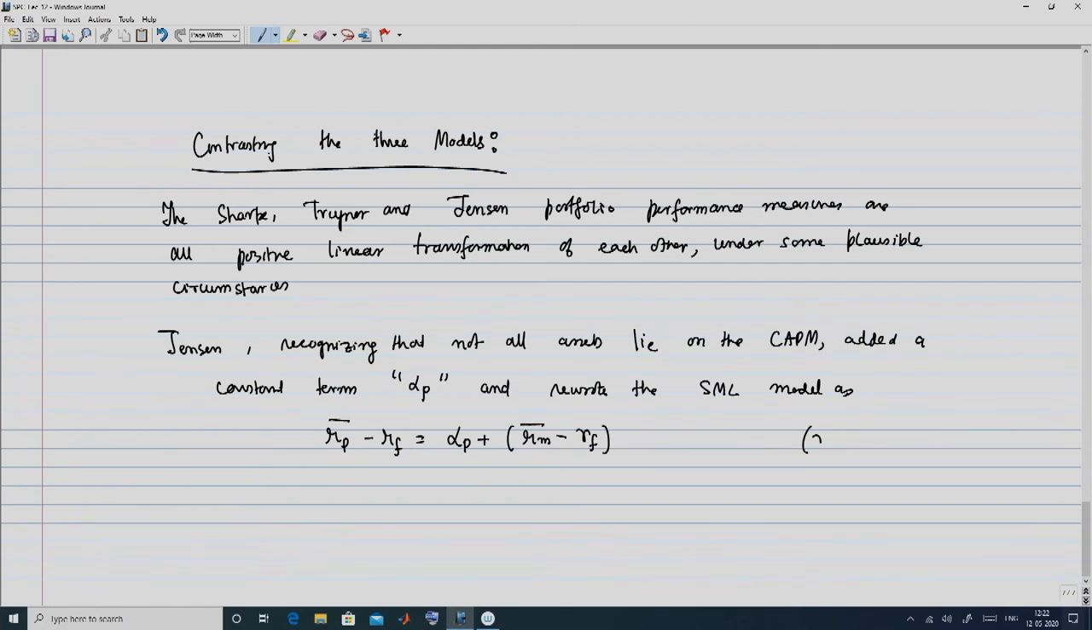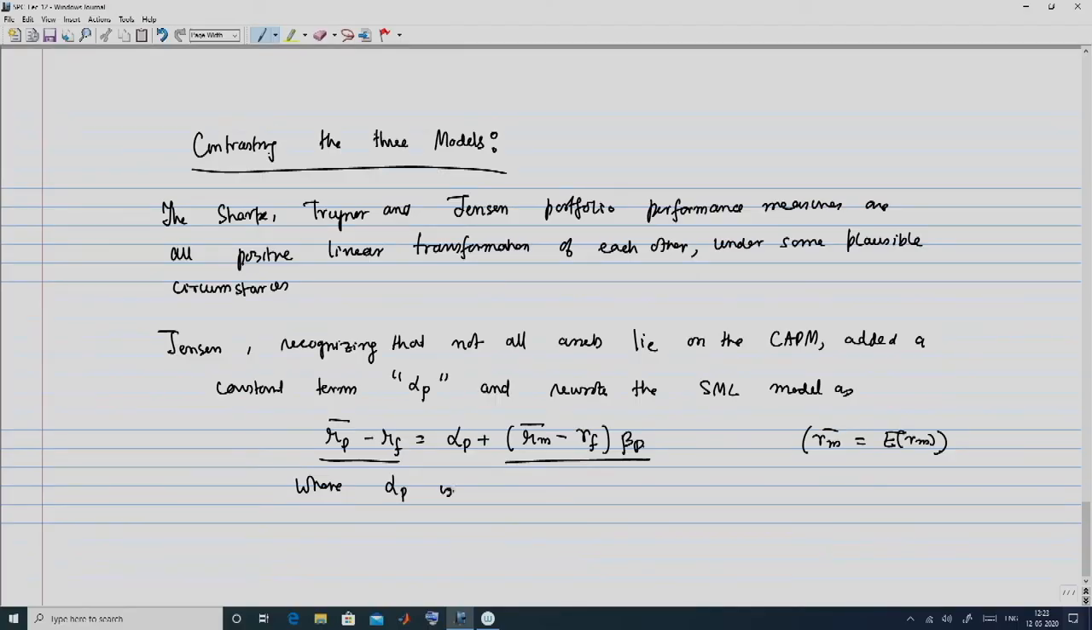where Rm bar is the expected return of the market portfolio, into beta p. In equilibrium I'll have Rp bar minus Rf equal to this, which is the CAPM. So alpha p is an additional term that has shown up, which has disturbed the equilibrium as given by the CAPM. Accordingly, I can make the statement that alpha p is indicative of the disequilibrium of the portfolio p. That means the extent to which the equilibrium as given by CAPM has been disturbed.